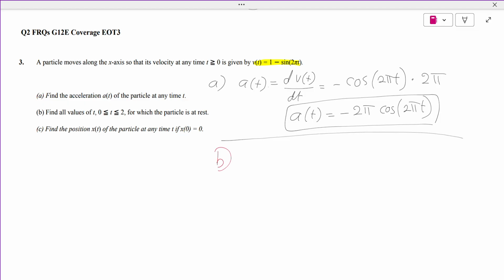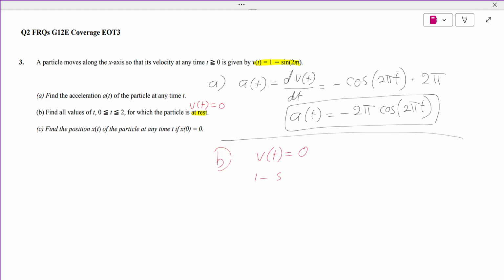The second question, find all values of t from 0 to 2 for which the particle is at rest. So at rest, it means v of t equals 0. And we are given v of t, luckily we are. So set v of t equals to 0. This is very important.